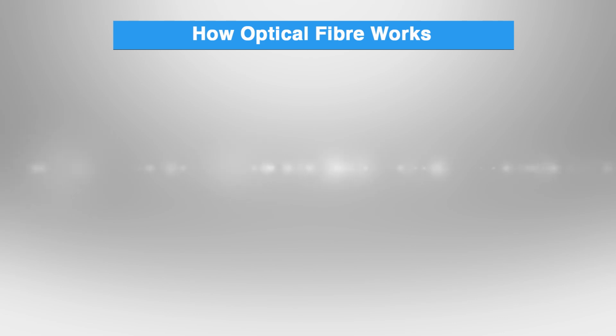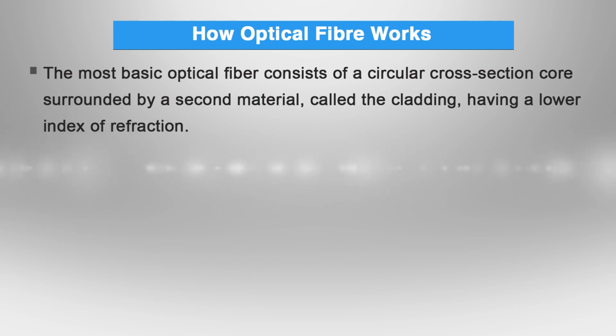Now, how does optical fiber work? The most basic optical fiber consists of a circular cross-section core surrounded by a second material called the cladding, having a lower index of refraction. Light introduced into one end of the fiber at the proper angle will travel through the core and stay contained within it until it emerges out the other end, which is known as total internal reflection.